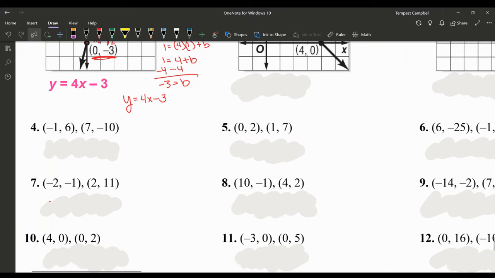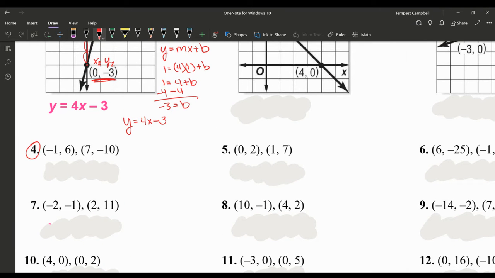So let's just do number 4. For number 4, we get our slope first. So m equals y2 minus y1 over x2 minus x1. So let's say x1, y1, x2, y2. And so our slope equals y2, negative 10 minus 6, over x2, 7 minus a negative 1. Be careful, remember, minus a negative means we add them. So our slope is going to be negative 16 over 8, which gives us negative 2. So our slope is negative 2.